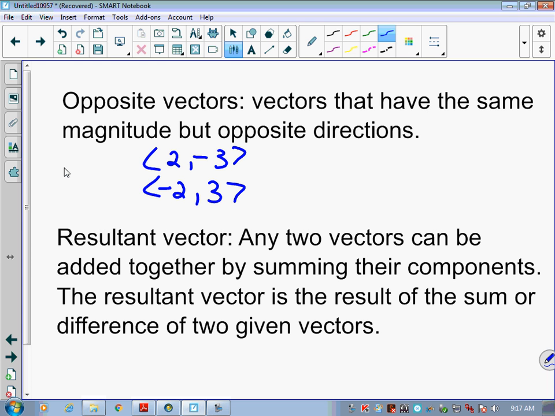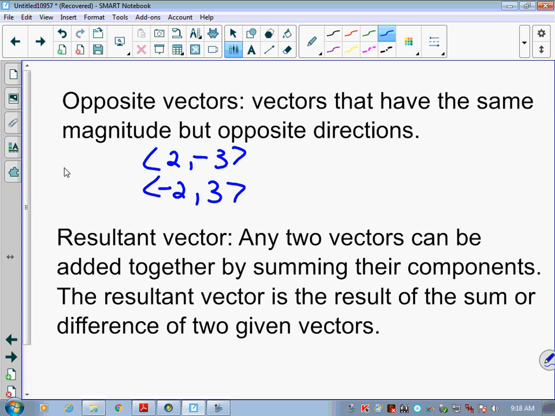Okay, has the same magnitude, but opposite direction. So instead of going 2 to the right, I'm going to go 2 to the left. Instead of going 3 down, I'm going to go 3 up. Which, using the Pythagorean theorem, we'll see has the same distance. Okay, resultant vector. Let's see, Brady, can you tell me about resultant vectors?